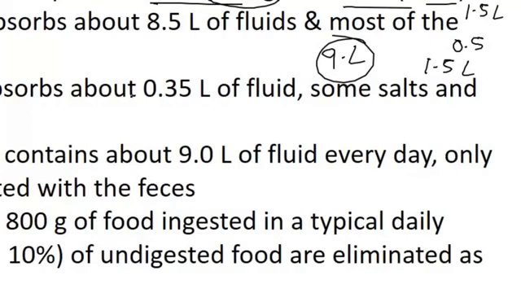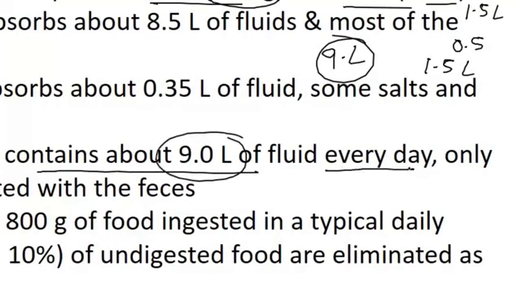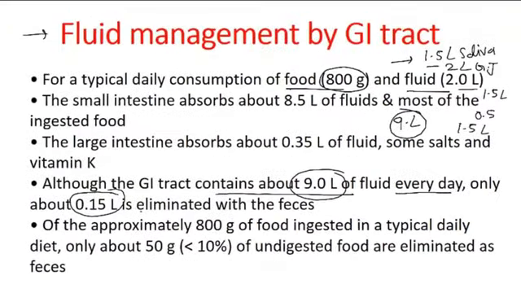So the gastrointestinal tract contains about 9 liter of the fluid every single day, and only about 0.15 liter is eliminated with the feces. So most of them are required for the conversion of the food that we take and then we ultimately absorb in our body, which is very, very remarkable, and that helps us to understand how remarkable our digestive system really is.